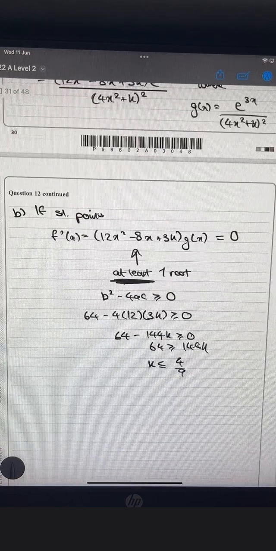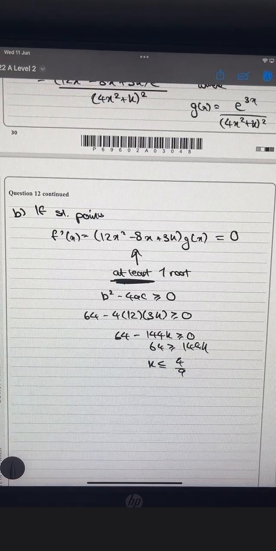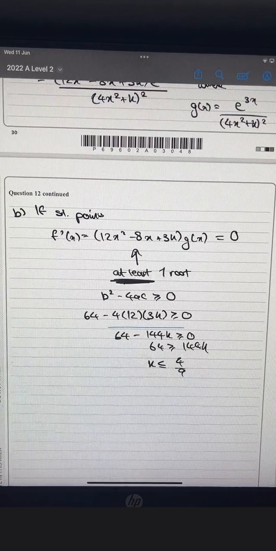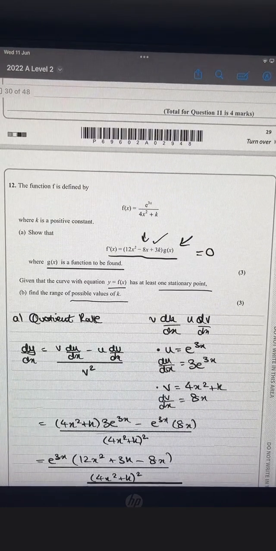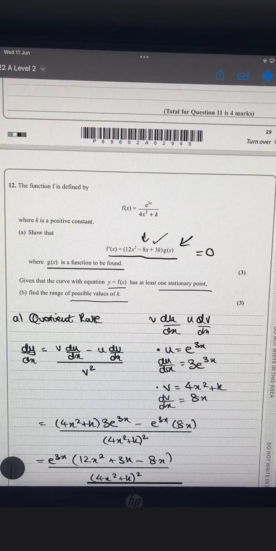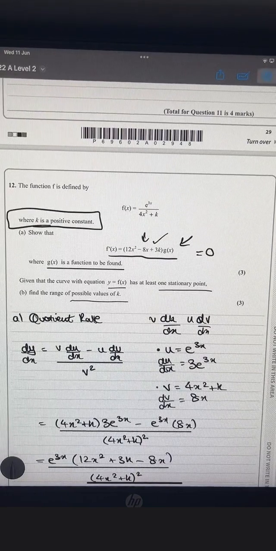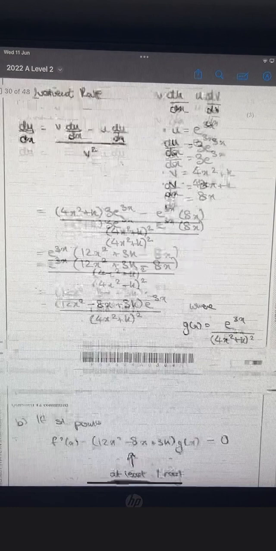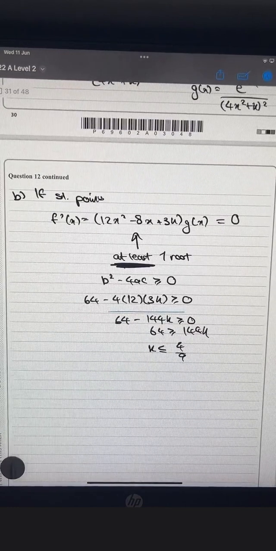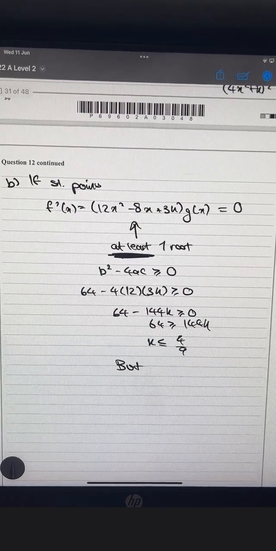So that is that. What I need to warn you about is don't just say that that is your final range. You need to look at the question carefully. And I didn't underline it before, but I probably should have. K is a positive constant, and I need to make sure I use that fact here. I'm just saying K is less than 4/9, but K also has to be greater than 0. Why? Because it's a positive constant.